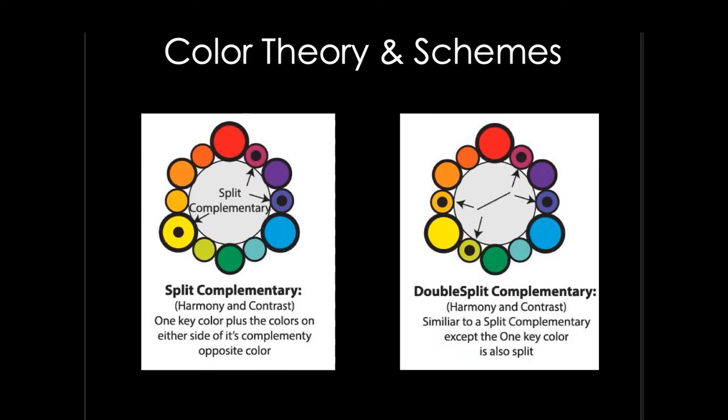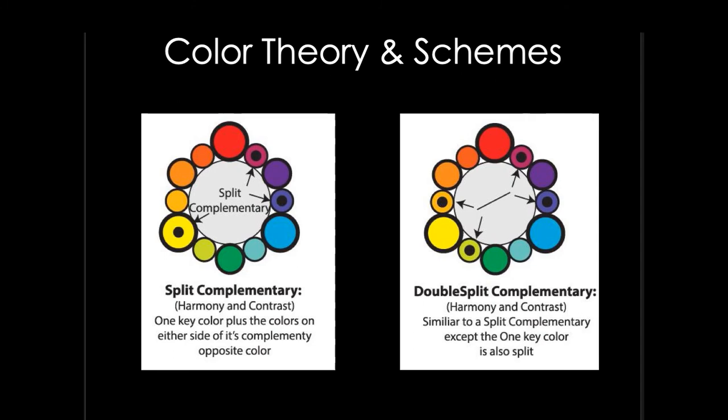A split complement. So if we look at this, the complement here, yellow and violet. Split, meaning that one key color is yellow, and the colors on either side of its complement. Okay, so our key color here is yellow. Then on the sides of violet, we have red-violet and we have blue-violet. That is a split complement.